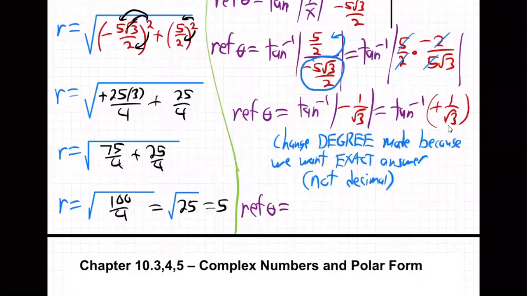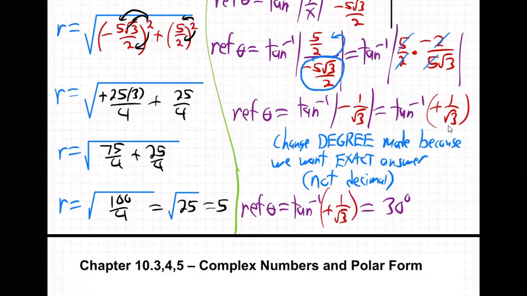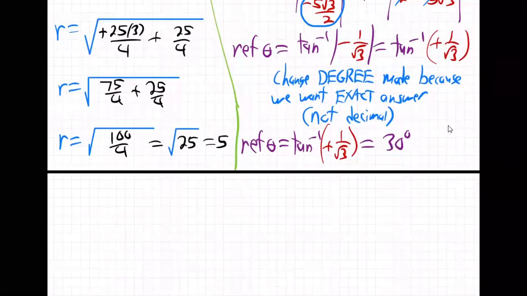The reference angle will be inverse tangent of positive 1 over root 3. Hit the buttons on your calculator. Make sure you're in degree mode. Put it in exactly as it is, and I get 30 degrees. It's an exact value. Now, hold on. That's still just the reference angle though, huh? So we have the reference angle is 30 degrees.